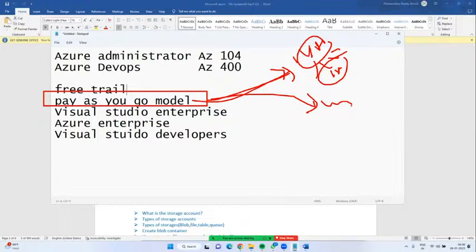If you need a 3 year, 5 year or 10 year subscription, they will go for Azure Enterprise. That all depends on business requirements.